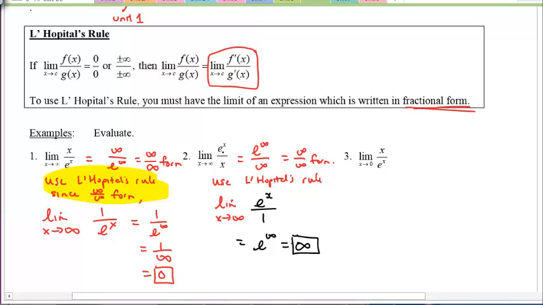Try number 3. Once again, direct substitution is what you do first. So 0 over e to the 0. Well, that's just 0 over 1, so this is just 0. No need here to do L'Hopital's rule, because the result is just 0. And that's not an indeterminate form. This is actually a number. We're done. Let's move on.